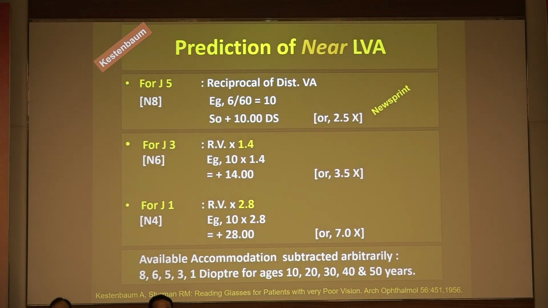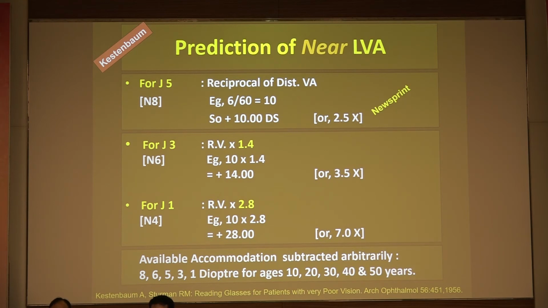Now the second thing is near low vision devices. How do you predict what kind of magnifier or magnification device a patient requires? For that, Kestenbaum has given a very simple rule: you take the reciprocal of the distant visual acuity if you want the patient to read newsprint.